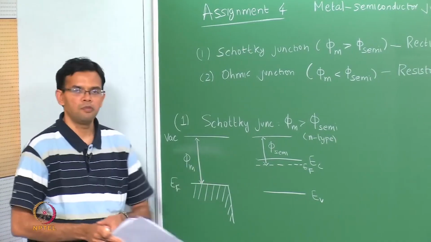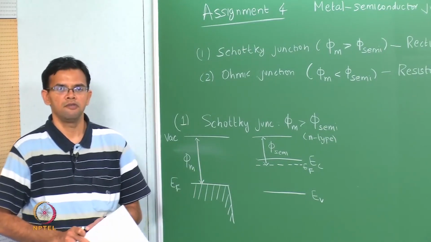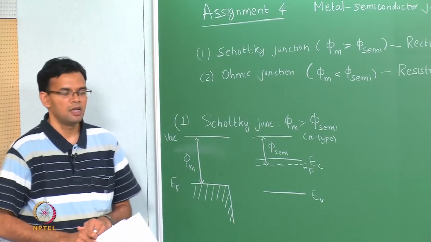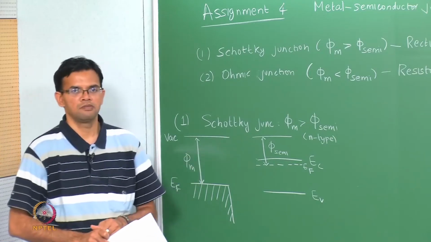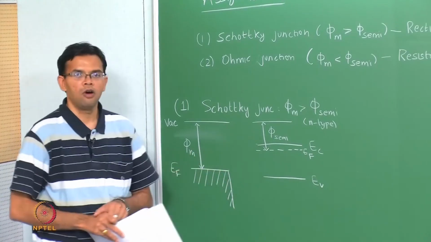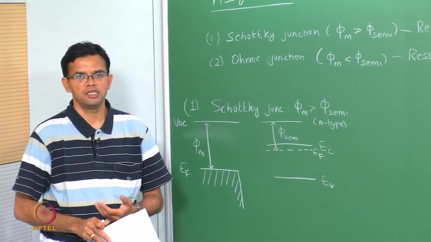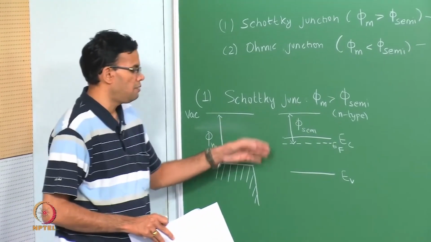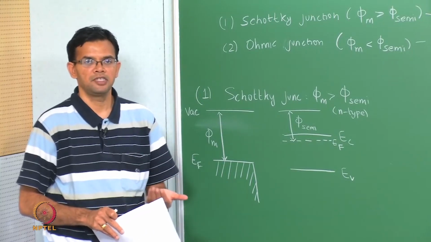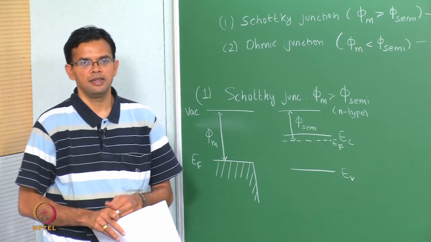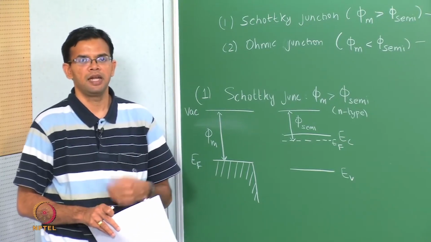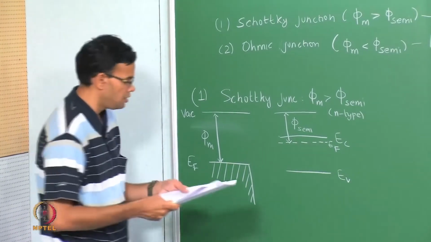So, when these two are brought together in contact, we know that in equilibrium the Fermi levels must line up. So, we have excess electrons that are there in the conduction band of the semiconductor. These will go and occupy all the empty states in the metal. So, there is a net positive charge on the semiconductor side, a net negative charge on the metal side. The electric field goes from positive to negative and the bands bend up in the direction of the field.